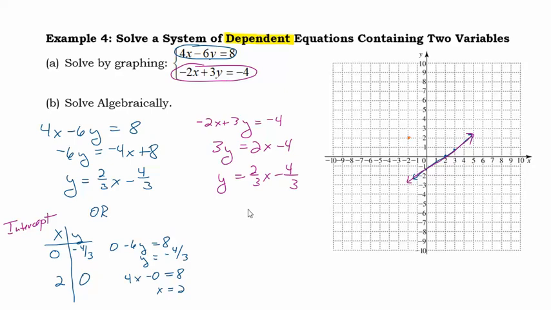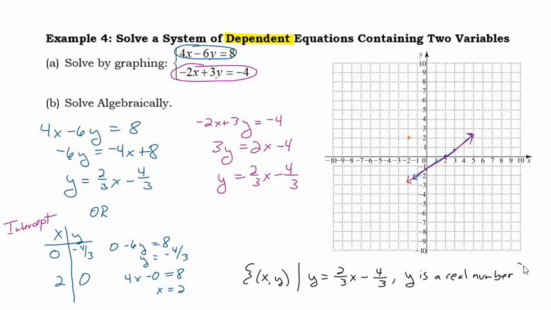So the way we write that in set builder notation is we say the set of all x, y, so the set of all ordered pairs such that y equals 2/3 x minus 4/3. So basically this is saying the set of all x, y that make this equation true, which is the set of all points on this line. And sometimes you'll see y is a real number thrown in there.